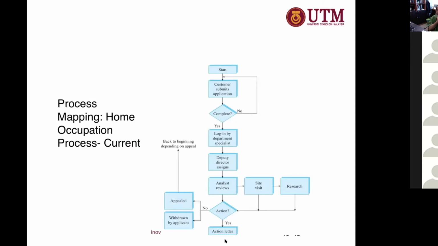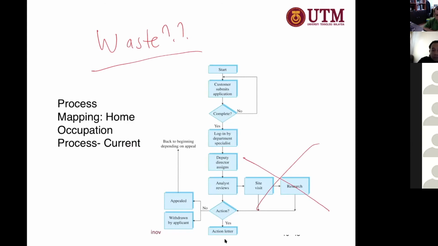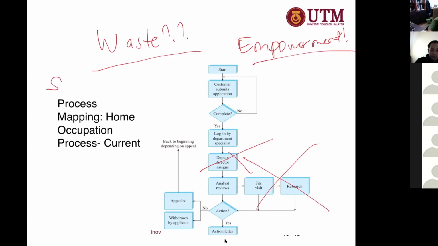Can you see any bureaucracy here? Waste. Can you see any waste here? Remember last time we learned about the 7 wastes. Maybe this is a waste. A sign. Yeah. This is also waste. Think about empowerment. If we can empower our employees with decision making, maybe it can speed up the process. Remember simplicity. To make things simple. Remember lean last week.